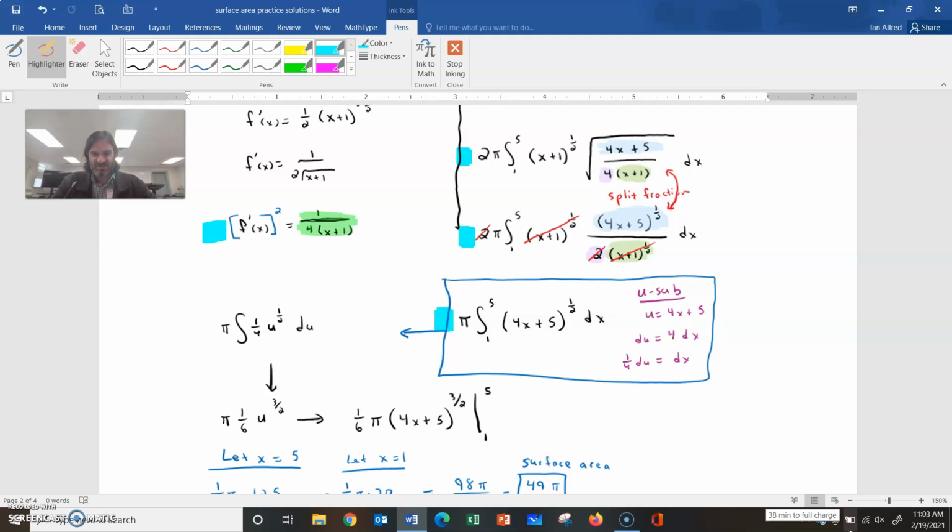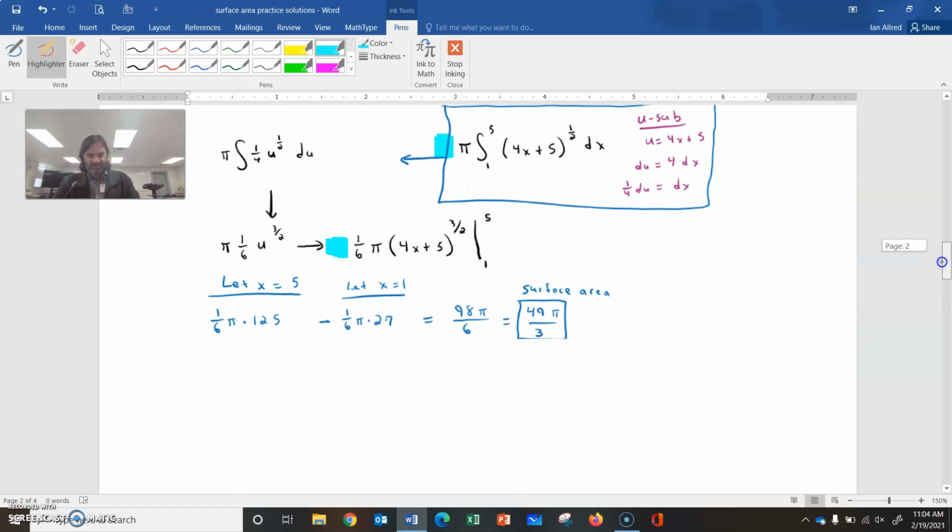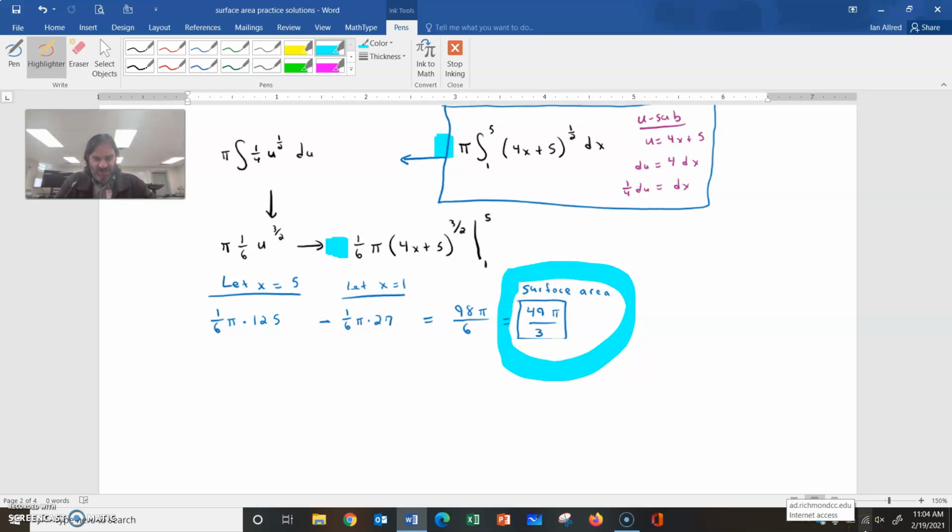And that's fairly simple to integrate with the u substitution, letting the u be 4x plus 5. But after the u substitution and the integration, I get 1/6 pi times the quantity 4x plus 5 to the 3/2. That's my integration. And that's going to be evaluated from 1 to 5. Okay, so I'm going to plug in the 5, I'm going to plug in the 1, and when I finish plugging them in and subtracting, I get 49 pi over 3, and that's the surface area created here.